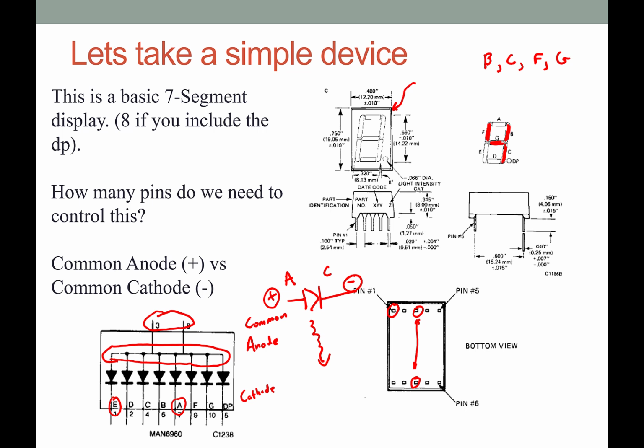So if we can somehow come here and put a positive voltage on the diode here with respect to the negative voltage here, then we'll be okay. That's how we'll light that one.